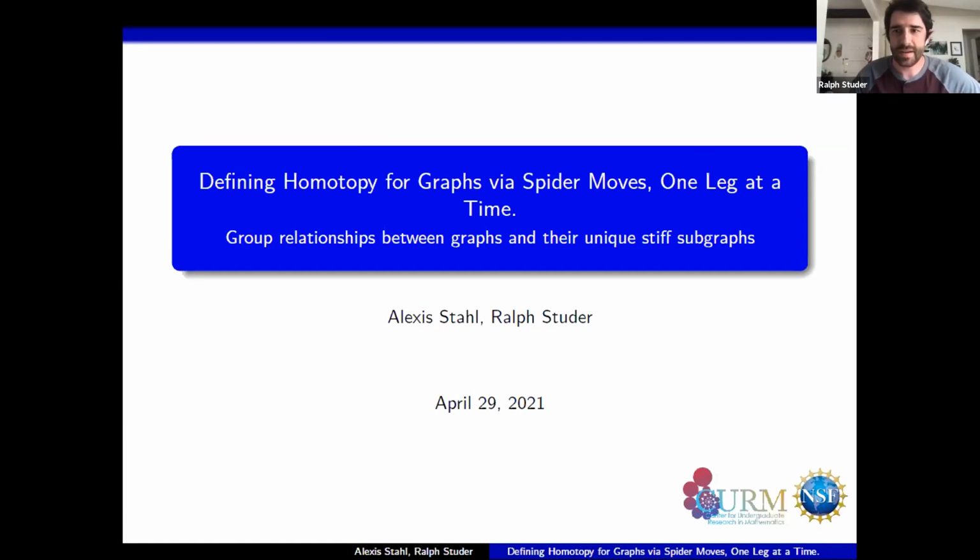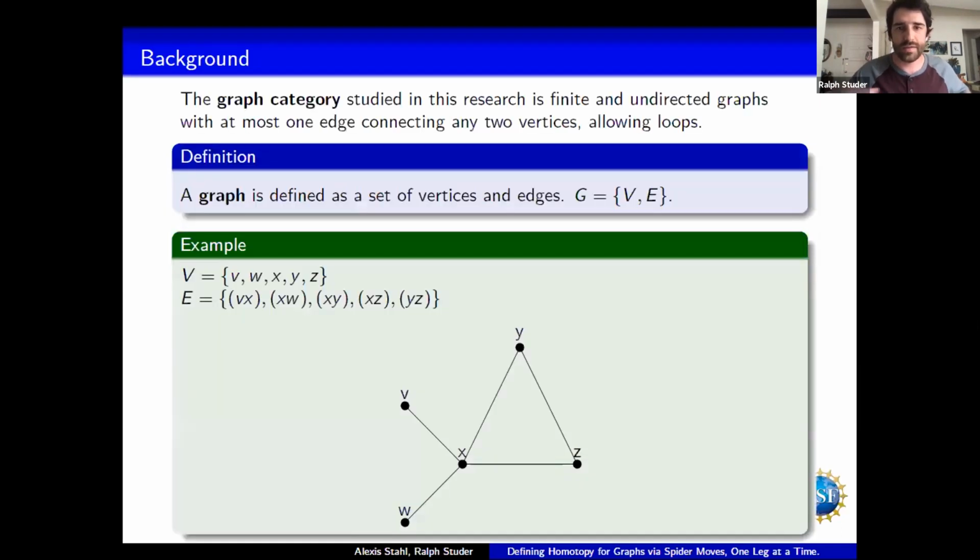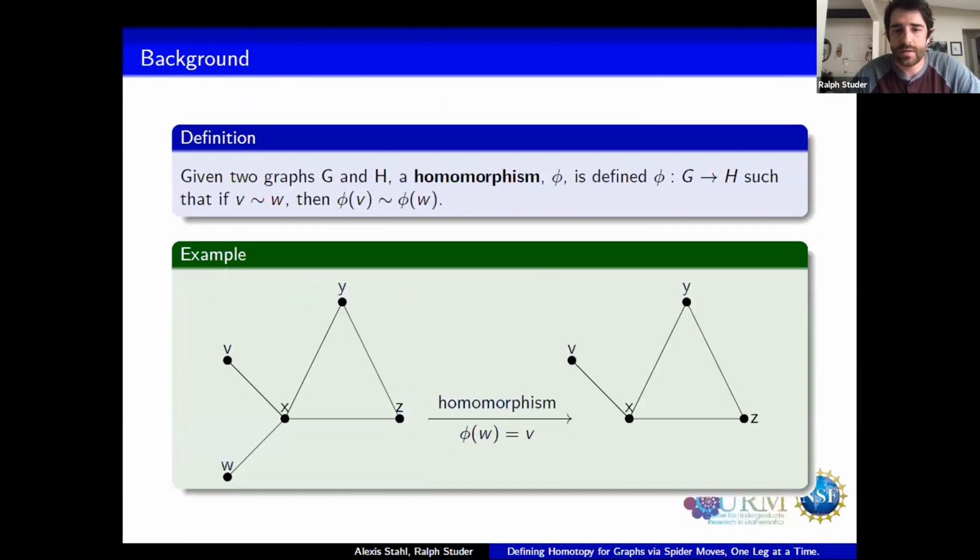Hi, everyone. Our branch of this project at MSUB was titled Group Relationships Between Graphs and Their Unique Stiff Subgraphs. We started off by defining a graph, which is a set of vertices and edges. Then we define a homomorphism, where edges are preserved. In our example, we send W to V, and because V and X already have an edge, sending W to V preserves that edge.